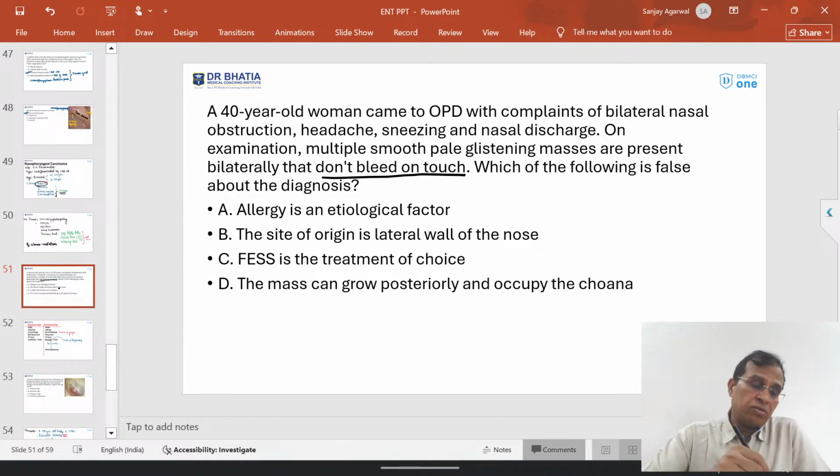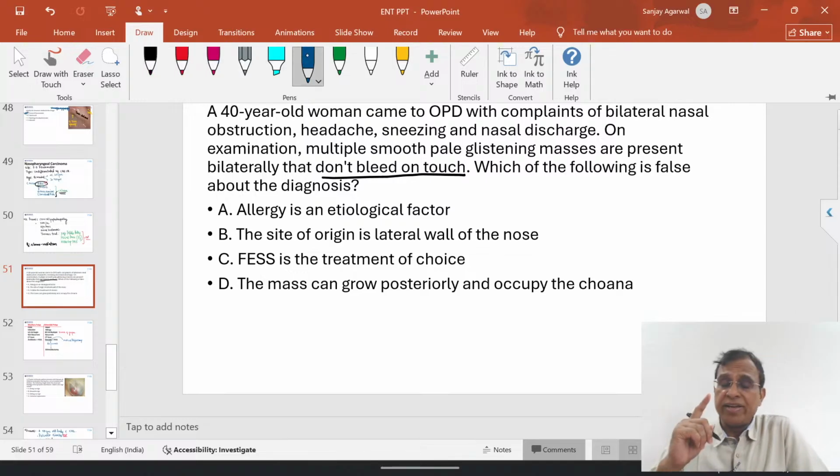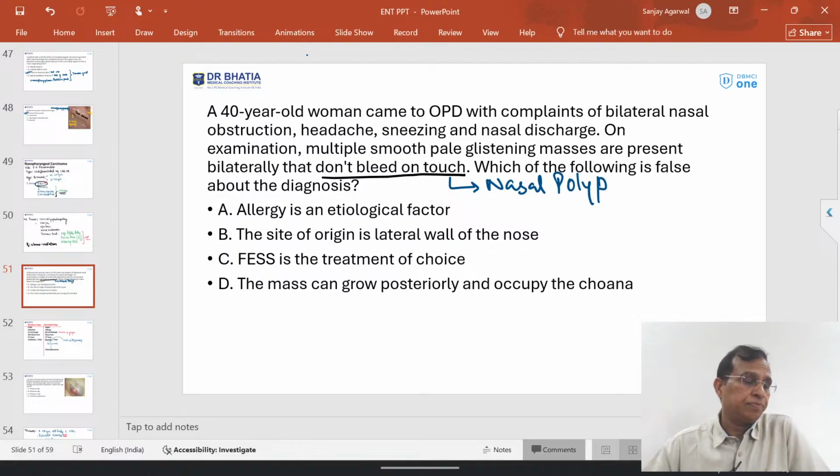So what is that thing? So if you know this, because I have told you कि नाक में सिर्फ एक चीज है जो ब्लीड नहीं होती, which is nasal polyps. So I know it is nasal polyp.